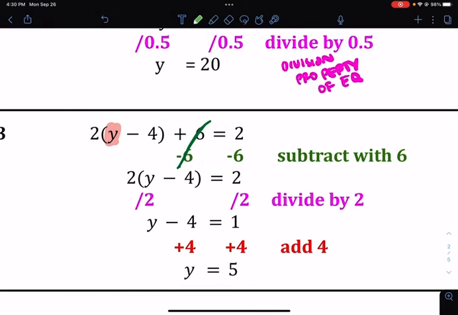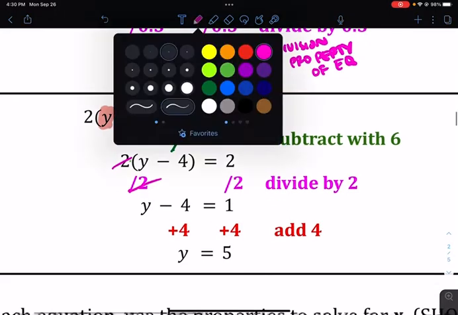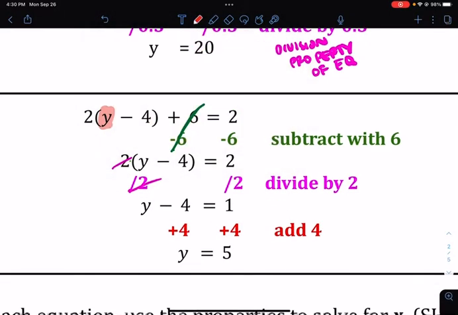Now, between the 2 and the parentheses, the operation is multiplication. So I want to take the opposite, which is division. So I'm going to divide by 2. And doing so, the 2 will divide to 1. So no more 2, right? So I can take out the parentheses. And I have 2 divided by 2, which is 1. And I'm going to add 4 on both sides because I want to get rid of the -4. And I got 1 plus 4, which is 5.